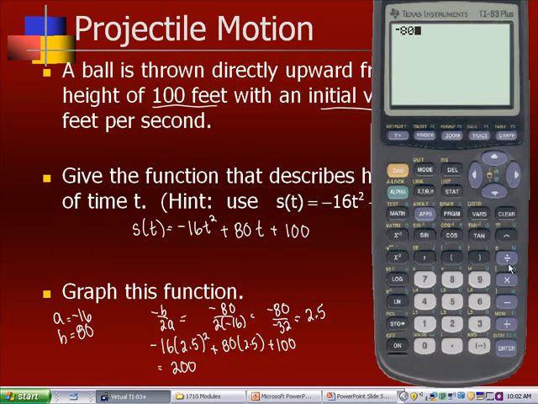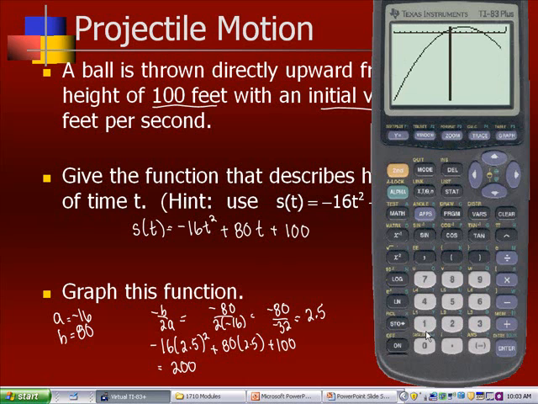Okay, now we could do this on our calculator. Negative 80 divided by negative 32, which is 2.5. Then plug it in, negative 16 times 2.5 squared plus 80 times 2.5 plus 100, which gives us 200. Or if you would rather do it on your calculator with the graph, go to y equals, enter your graph. Let's start out at our zoom 6, which is not going to show us the parabola, so we can go to zoom 0, which is zoom fit.